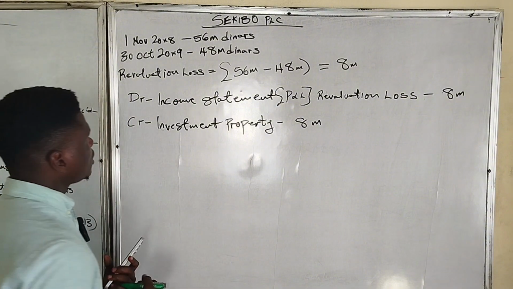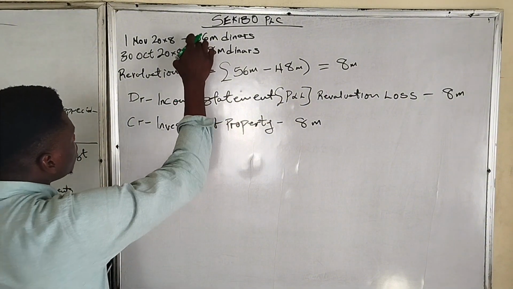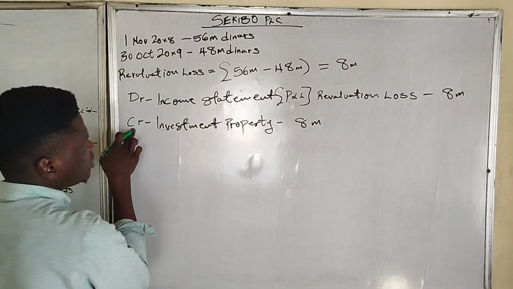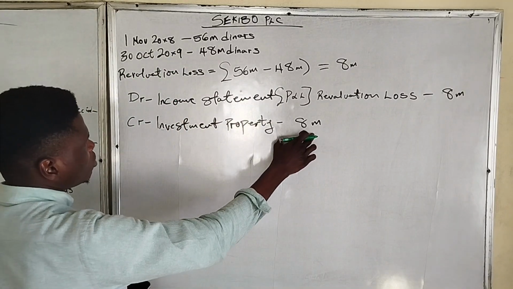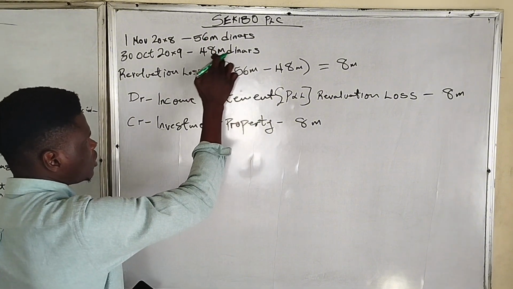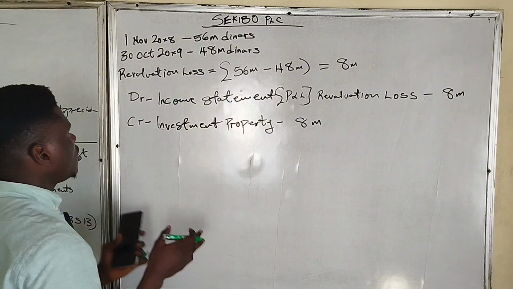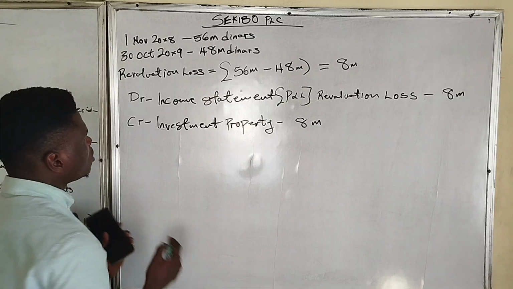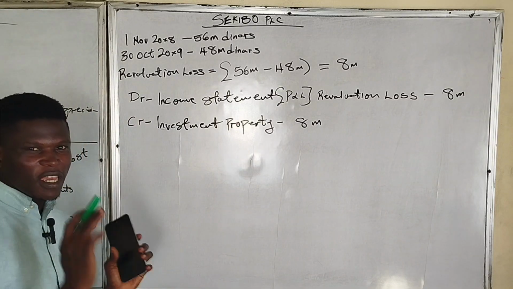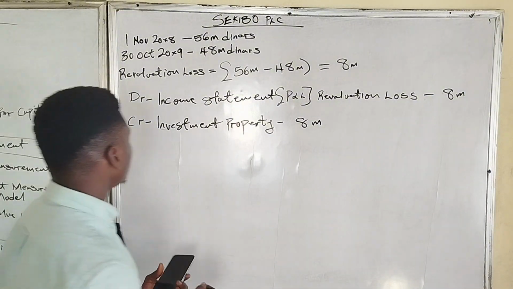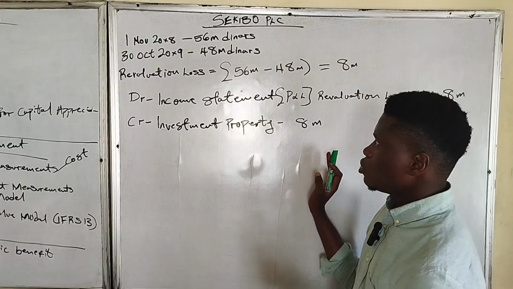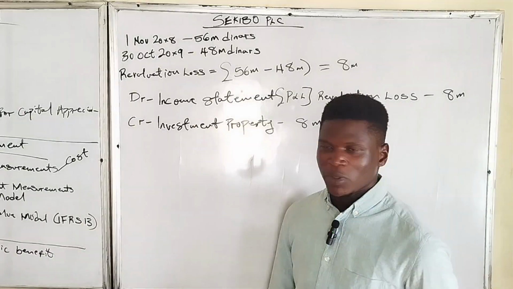So that's for that. It means that this 56 million as at the year end will now be 56 million, since we are crediting investment property with 8 million. It will be 56 million minus 8 million, which will now be reflecting the current value as at the year end, which is 48 million, which will state that the fair value of the asset must be reflected at every accounting year end. So this brings us to the close of all about investment property.